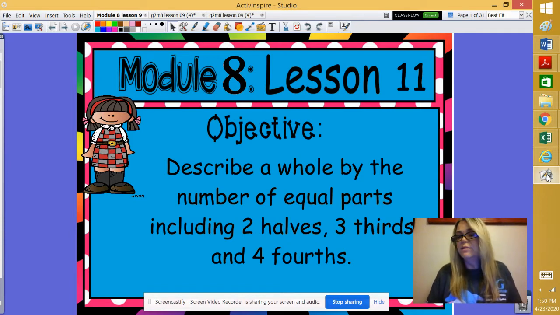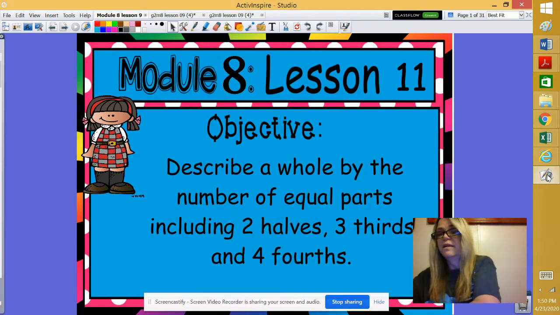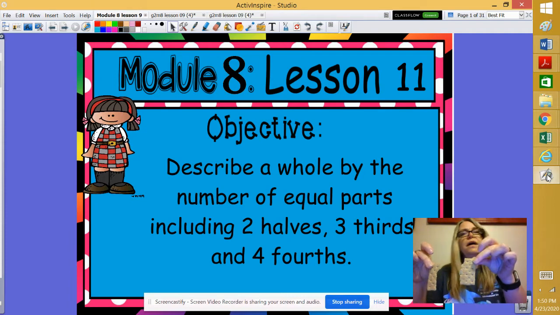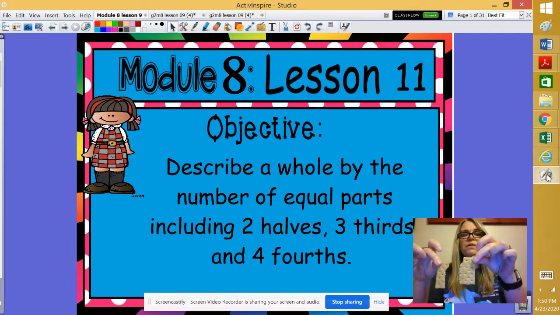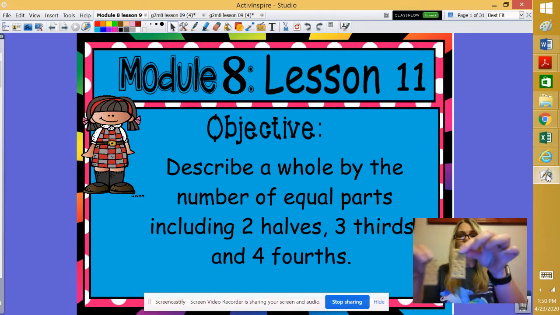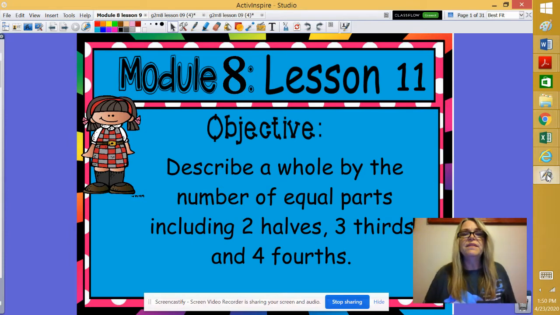If I had some graham crackers and I offered to share with you, and I said, "Do you want half?" Would this be half? No, it wouldn't, because they're not equal parts. Right, you wouldn't want that. If I ask you if you wanted half, you would expect them to be equal parts, the same size. When we talk about halves, they have to be two equal parts.